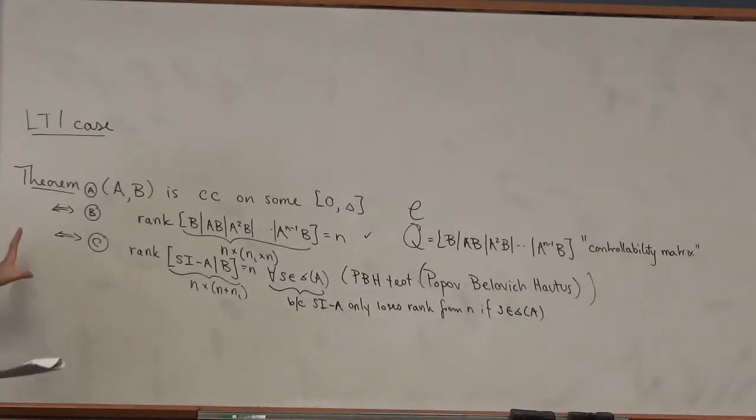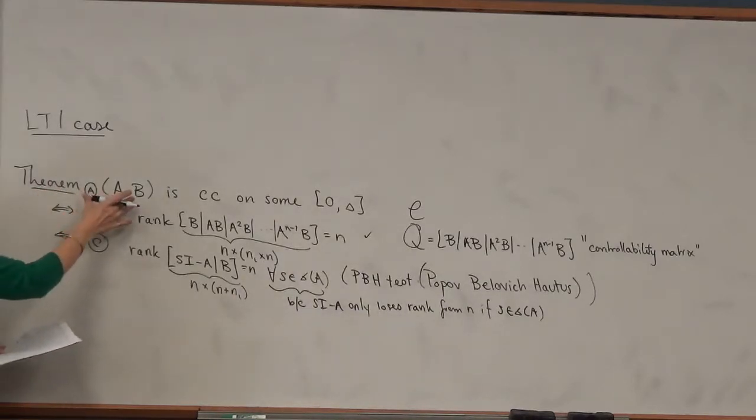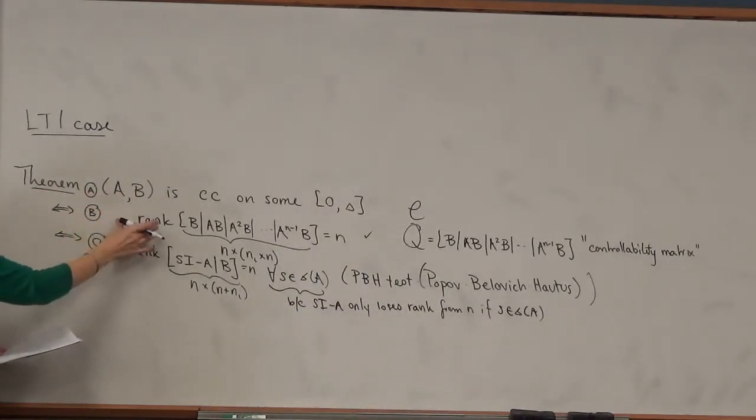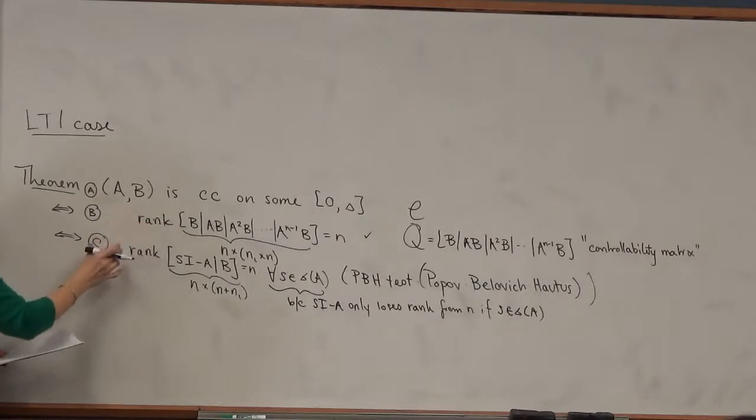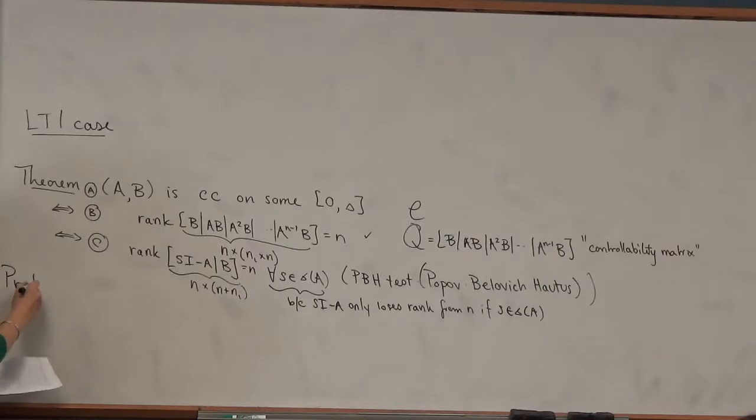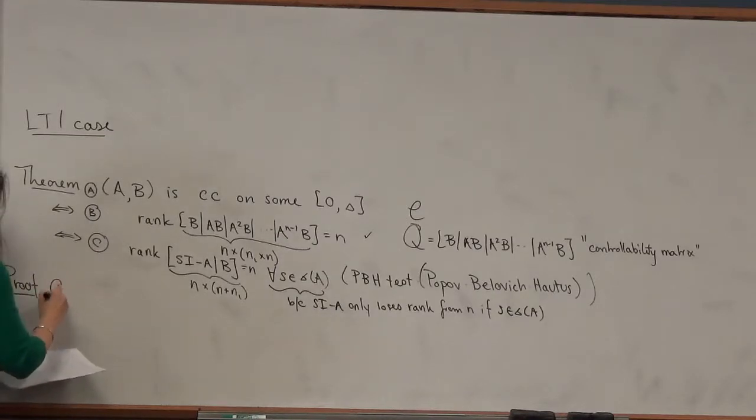Okay, so now we want to prove this. And we'll do some of these proofs. So they're all equivalent: completely controllable is equivalent to this test on the controllability matrix, which is equivalent to the PBH test. So let's prove, we'll choose a few to prove. Let's start with A implies B.